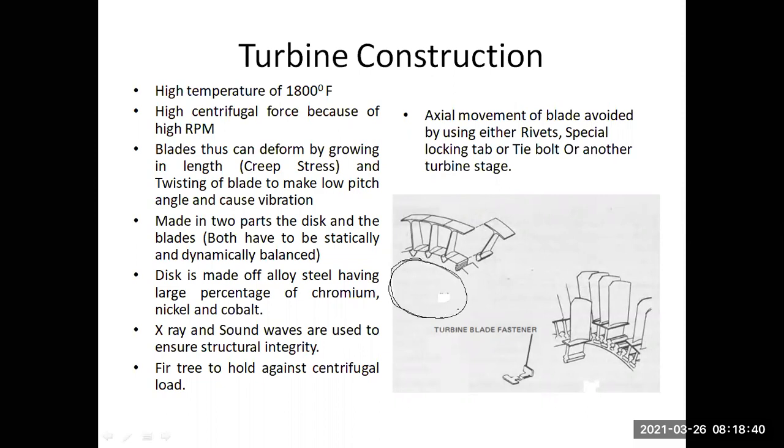Okay, you have to make the disc separately. This one. And this is the blade. Only this part is the blade, which is attached to this. And the blade has to be constructed differently. Okay, when we are constructing the turbine blade, the manufacturer has to take the following points into consideration. First thing is the temperature of the air that the turbine blade has to receive is at 1800 degree Fahrenheit, which is a very high temperature.